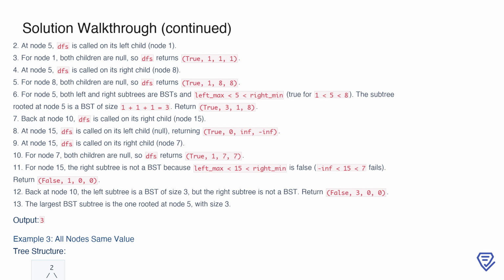Returning to the root node 10, we now explore its right subtree rooted at node 15. At node 15, we first check its left child, which is null, so DFS returns true, 0, INF.